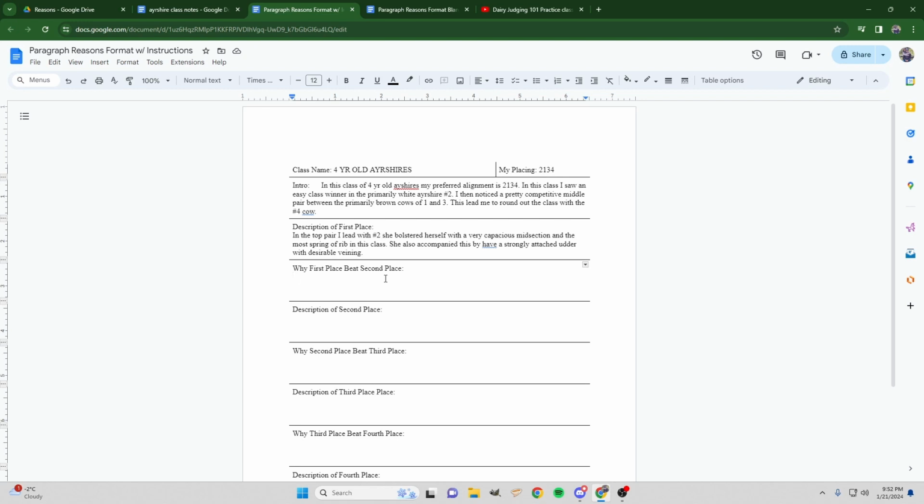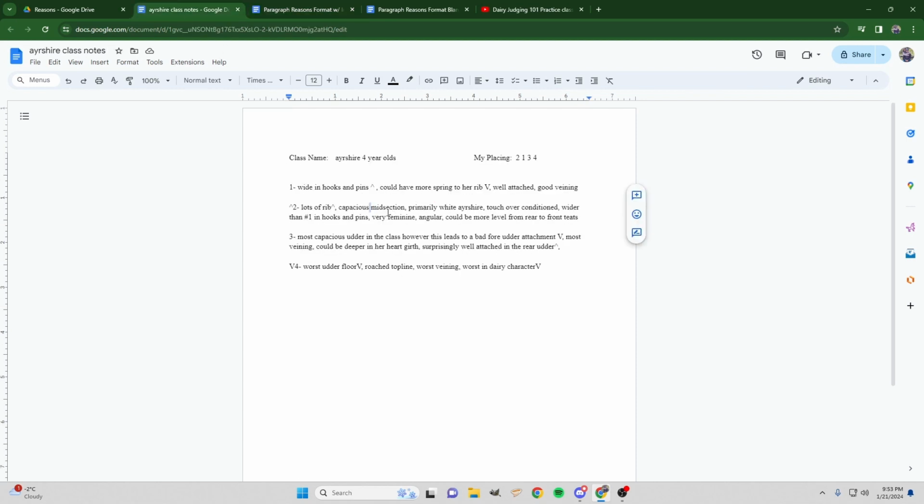And this is what we're going to do here. We're going to do a grant always to start off our why did this place beat this place. What is a grant? A grant is something that you say about the lower placing cow in that pair that they had that was better than the one that you chose to win the pair. So an example of a grant here, you can see in my notes.